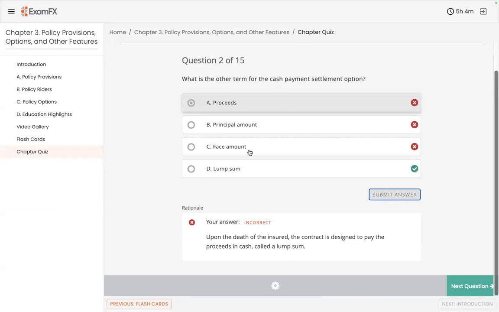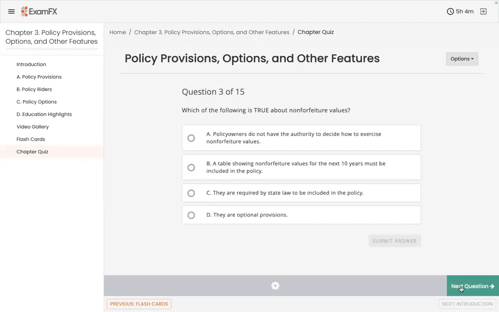So cash payment is going to be lump sum, because you want your money in cash, so you want a lump sum. Get it? Right. Yeah, my bad there. Every time I'm thinking cash, I want my money now.